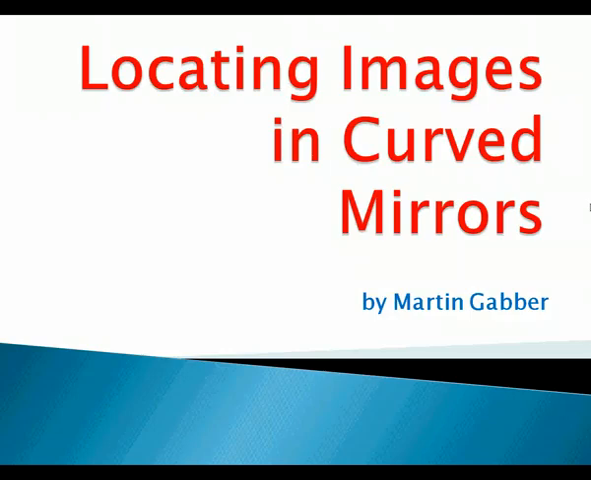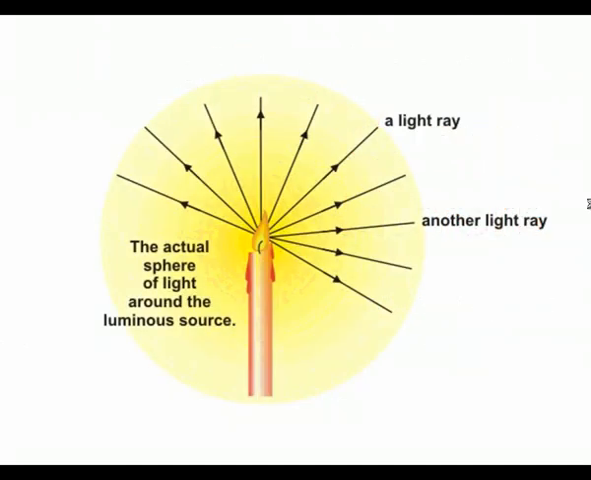In this short video, we'll briefly describe how to locate images in curved mirrors by making use of light rays. We always need to keep in mind that a luminous source sends out light in all directions. This represents an infinite number of light rays. We only need to follow a select few of these light rays, however, to find out exactly how an image is formed when the light hits a mirror.